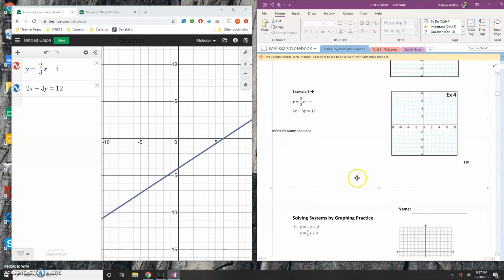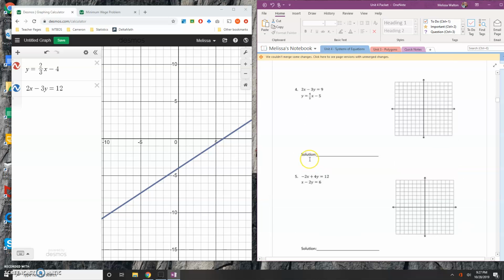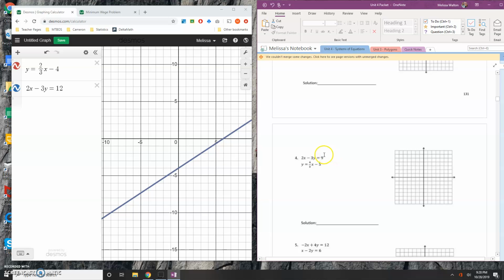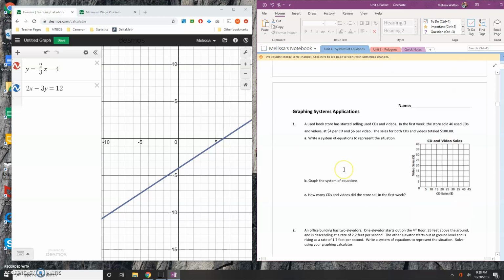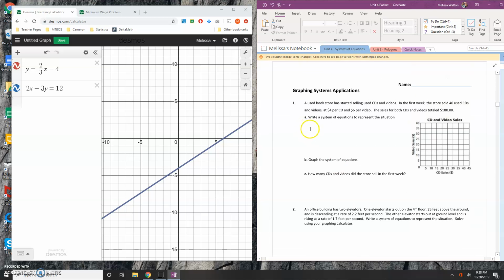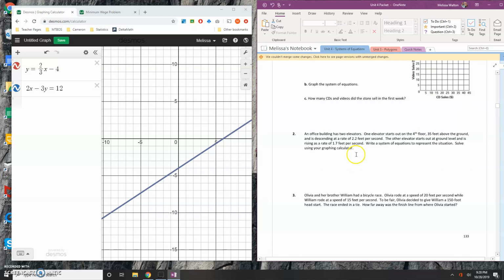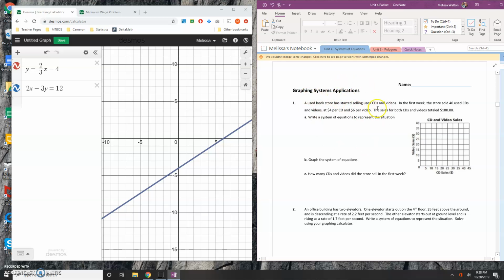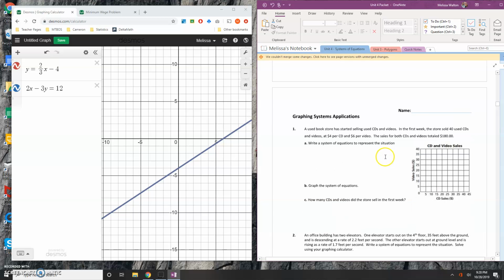So here is what you are going to be doing for homework. You have 1, 2, 3, 4, 5, just quick, easy questions in terms of graphing. Remember, you're either going to have one solution, no solutions, or infinitely many solutions. And you also have this page. We have some graphing systems applications, and this is where we're going to be starting up tomorrow. I'm going to go over these equations, but challenge yourself. See what you can do with this. Start to read through this and see what you can come up with. But that's where we are going to start tomorrow.